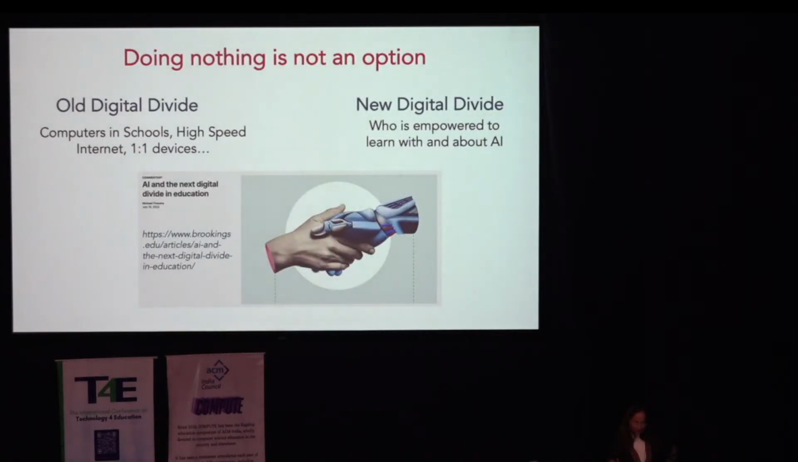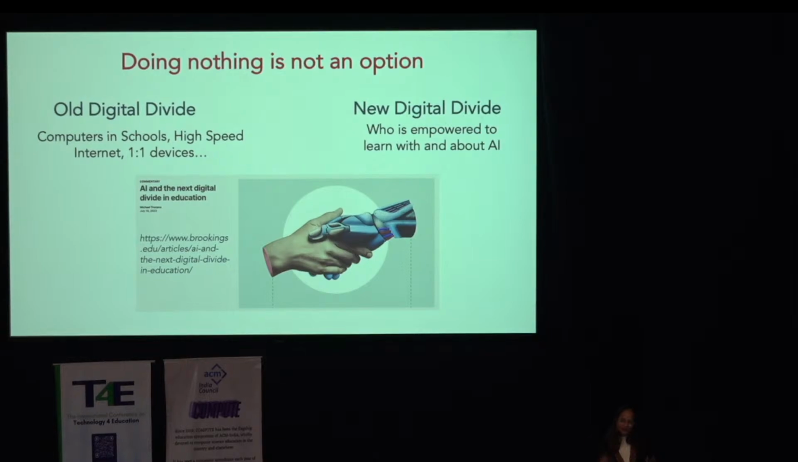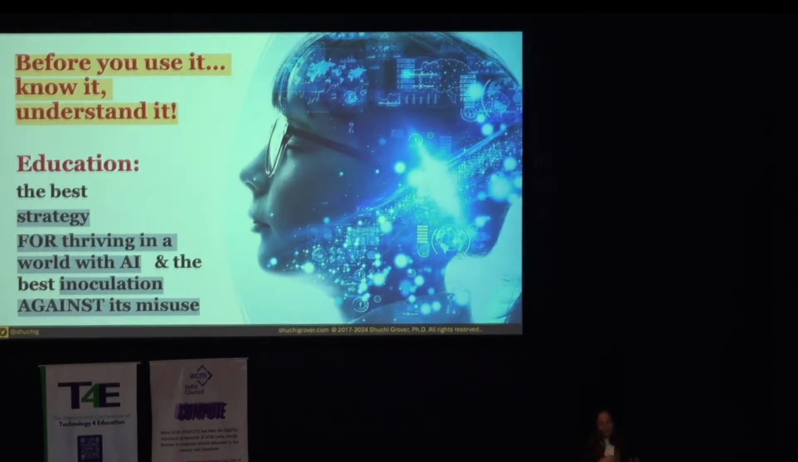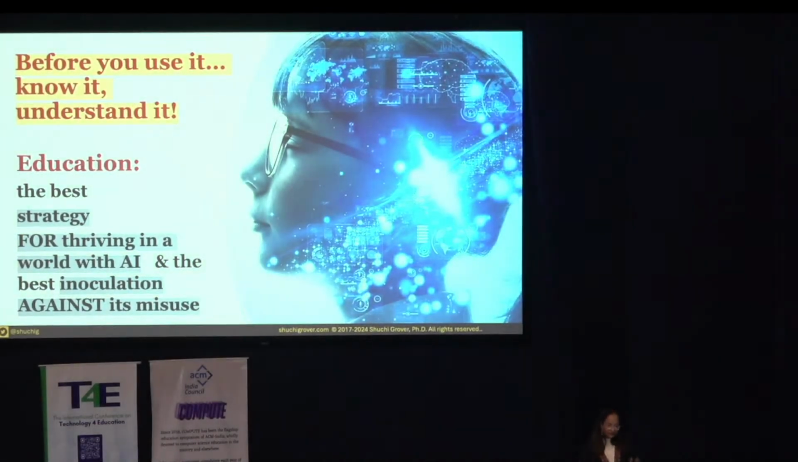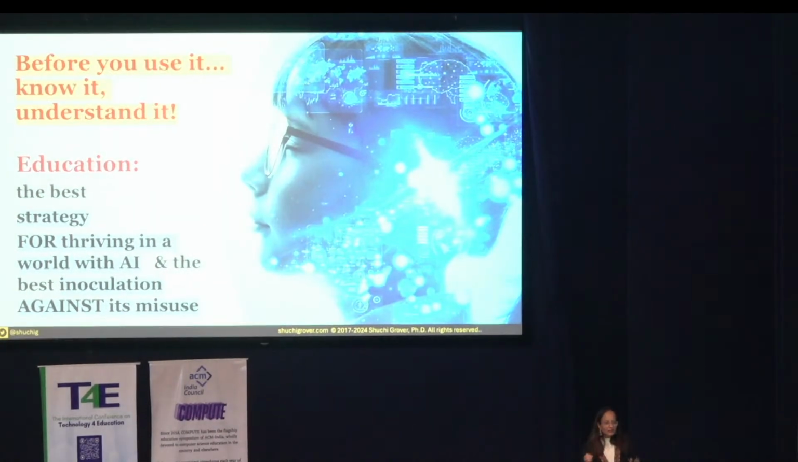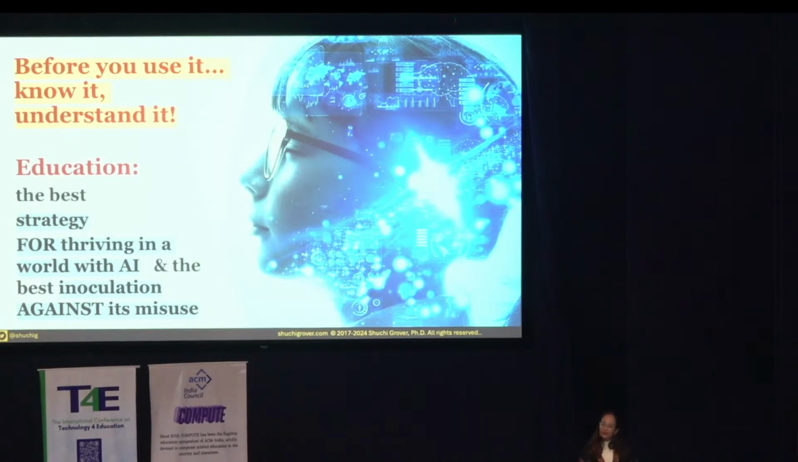And so basically, with all of this as our current reality, doing nothing in the field of education is not an option. Just like access to the internet and computers in the past, who gets to use and understand AI could fuel the next digital divide. And it is our responsibility to ensure that children are well equipped to understand the world that they live in. Computing and AI are just a big part of it now. Knowing and understanding something makes you a much better informed consumer, and education truly is the best strategy for thriving and the best inoculation against misuse. So that's the rationale, I would say.